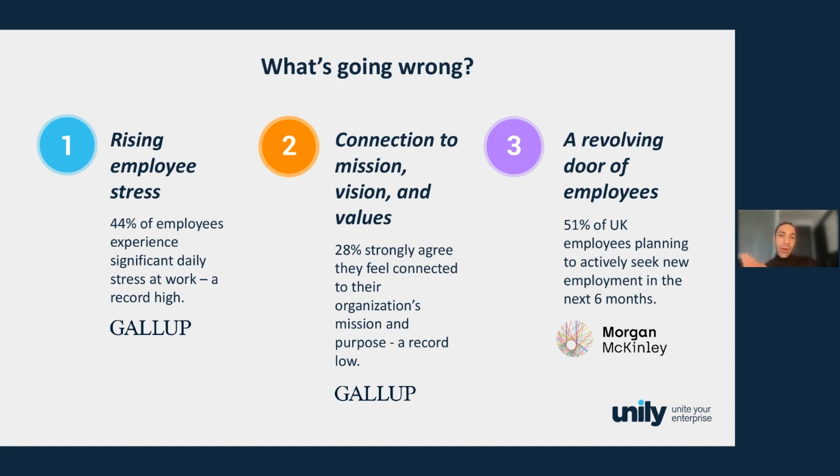And the third stat that I wanted to call out here is around attrition and retention. There was a stat here around 51% of employees planning to actively seek new employment in the next 6 months. Now, this is particularly worrying because we want to create compelling workplaces that power our organizations, that help them go faster, that help our customers better. You cannot do that with a revolving door of employees coming in and out. You don't create high performance workplaces like that.